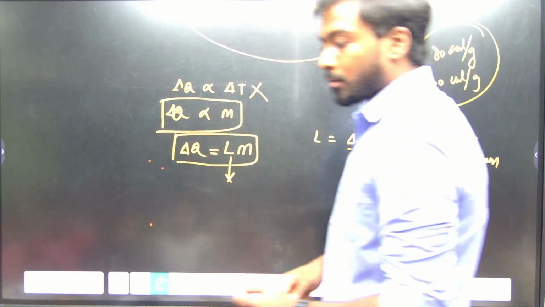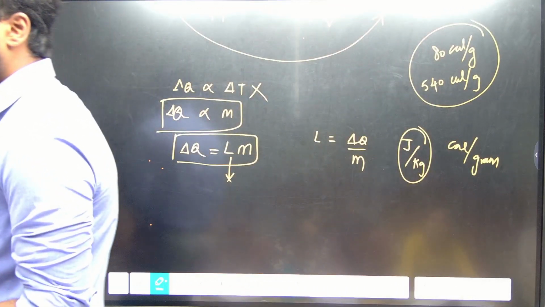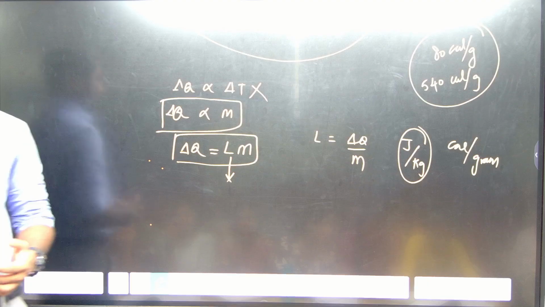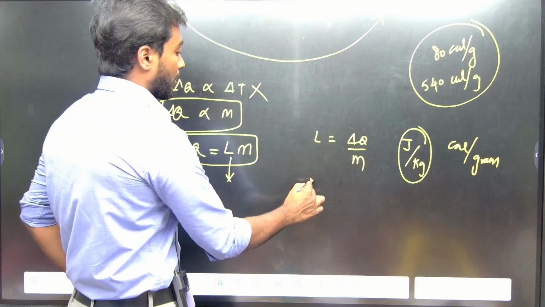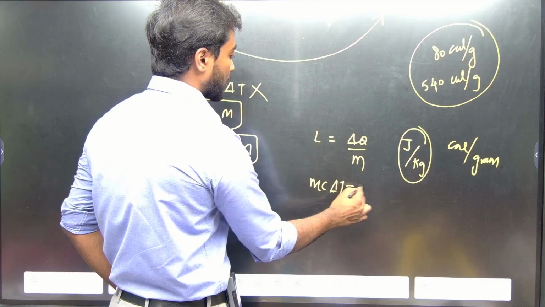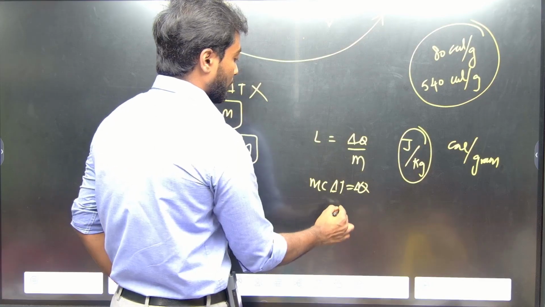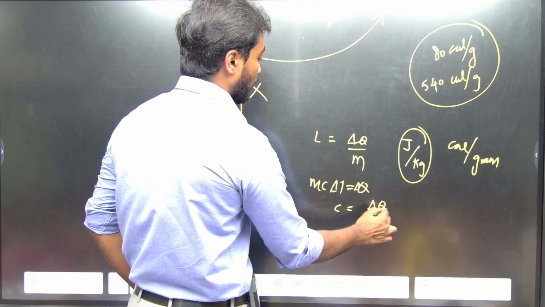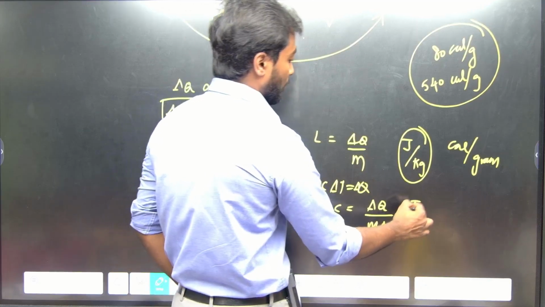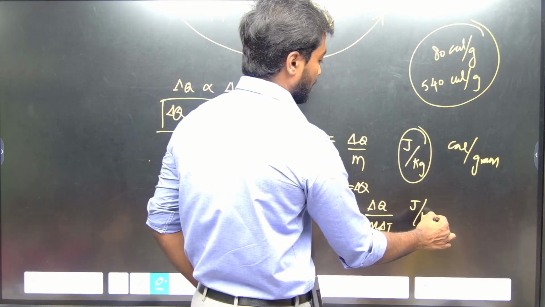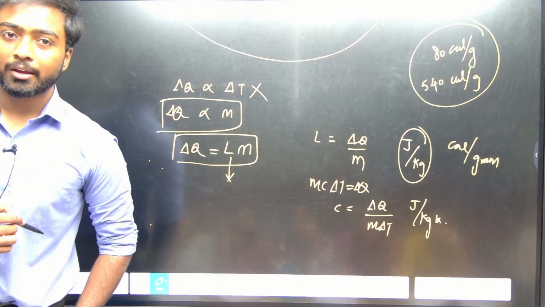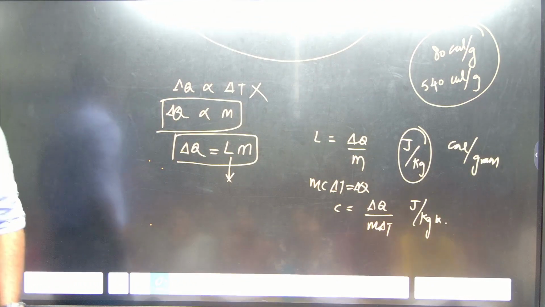Okay. So what is the SI unit of the specific heat capacity now? The previous one. MC delta T is equals to delta Q, right? So C will be equals to delta Q by M into delta T. So it is joules per kg Kelvin. Joules per kg Kelvin is the SI unit of specific heat capacity.